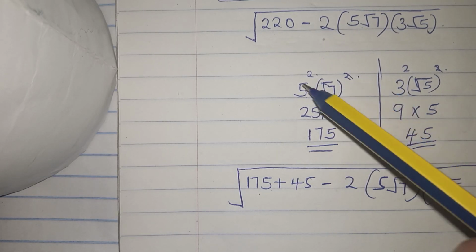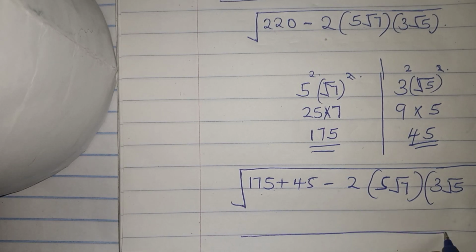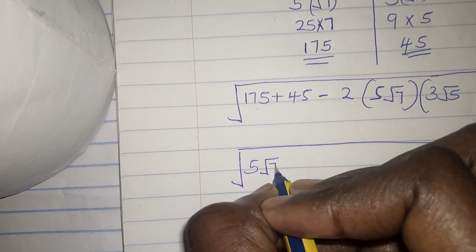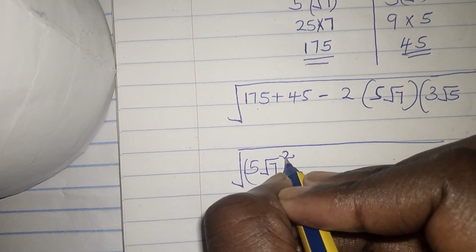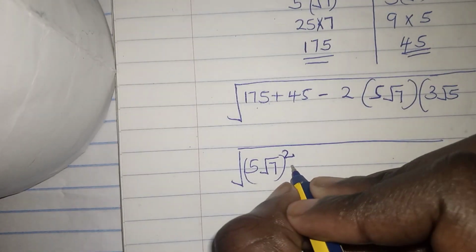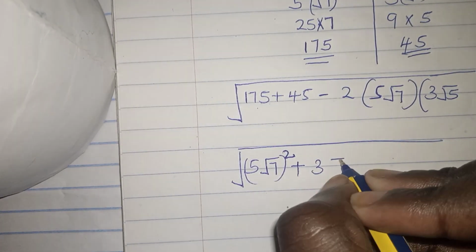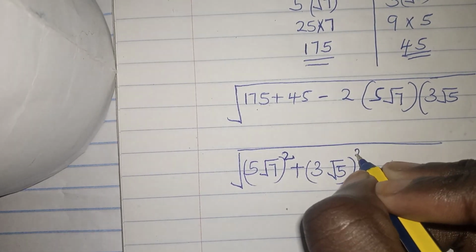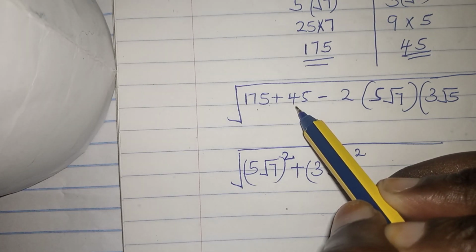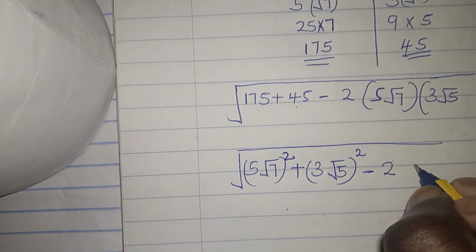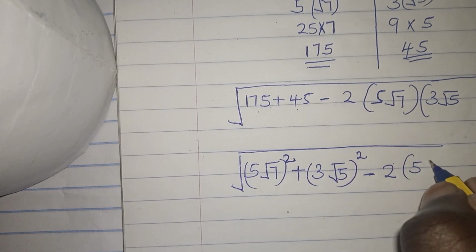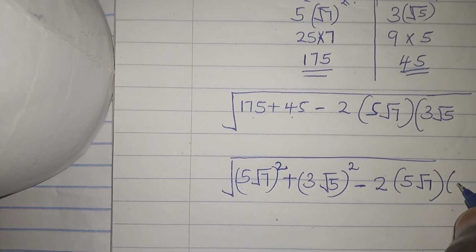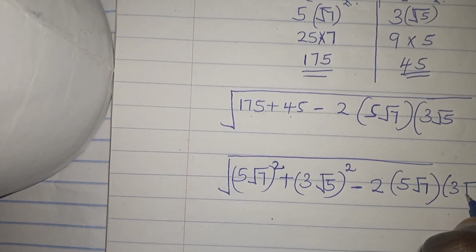5 root 7 squared. So I will write next as my next step 5 root 7 squared. This gives us 175 plus 3 root 5 squared. This gives me 45. Have you seen that? Minus 2 into 5 root 7 into 3 root 5. Okay.